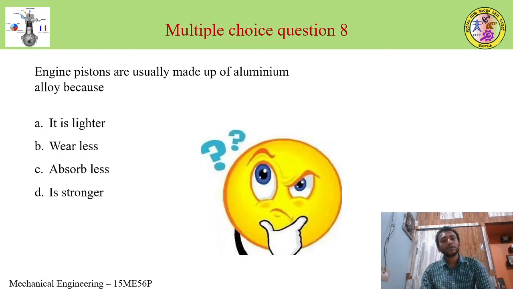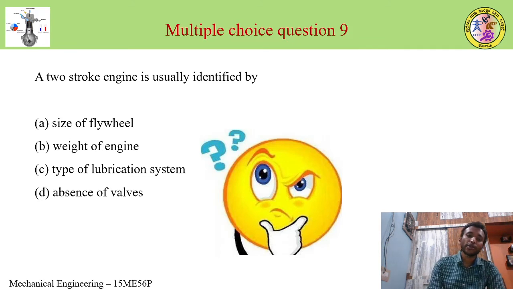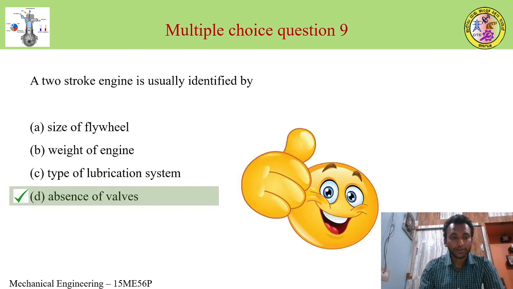Engine pistons are usually made up of aluminum. Since pistons have reciprocating motion they must be strong, and more importantly they must be lightweight. So that is the option. Next, a 2-stroke engine is usually identified by. How do you tell a 2-stroke engine from a 4-stroke engine? Looking at all these options, the best one is the absence of valves; there are ports there.